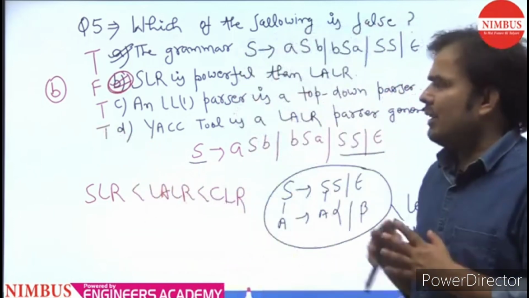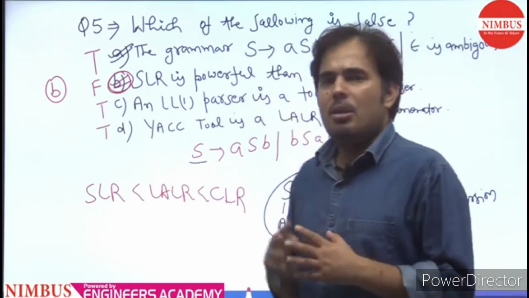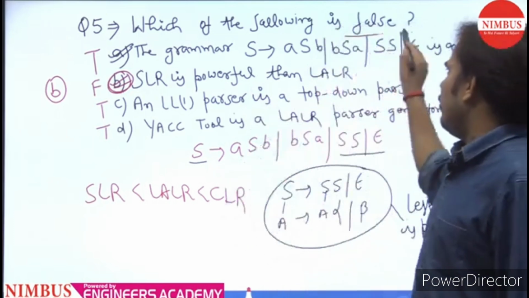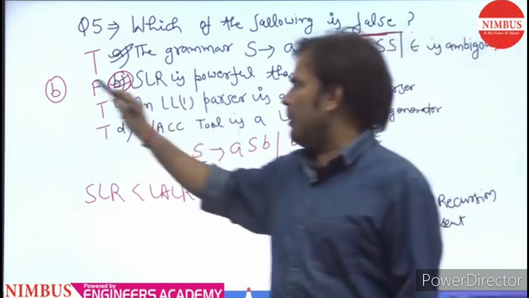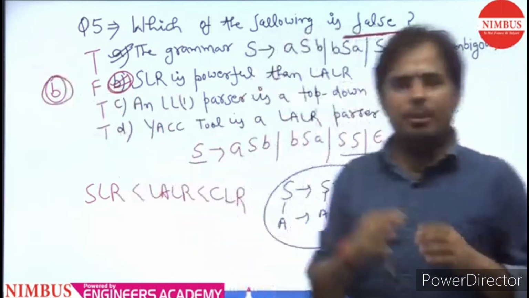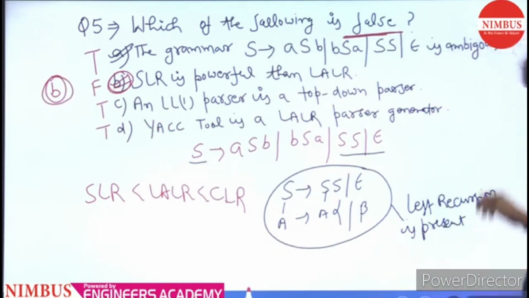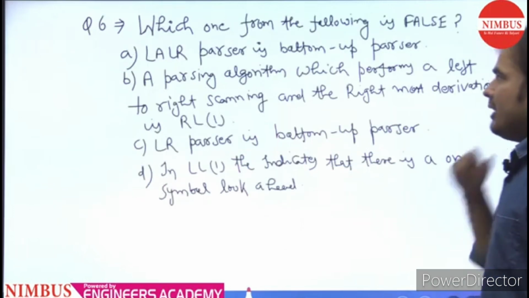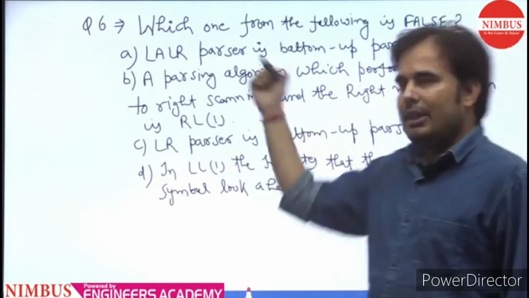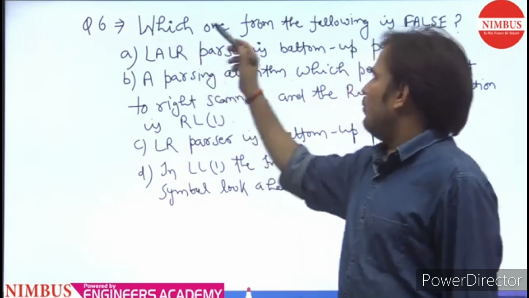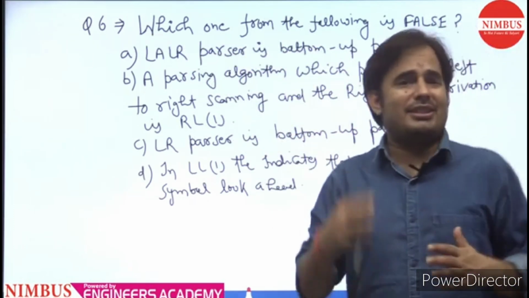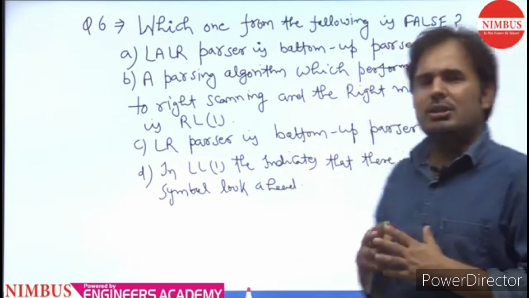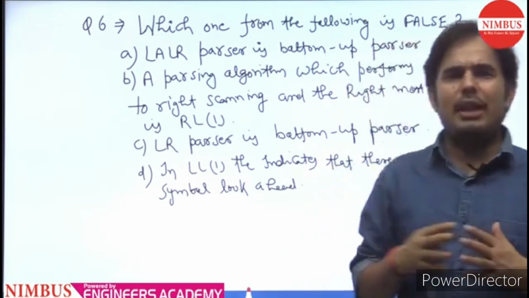So which option is correct here? Clearly option B is correct, because the question is asking about the false statement among the options. Okay, let's see question number 6. Read the question carefully. Which one from the following is false? It is again asking you for the false statement. These types of questions are asked very often in exams.